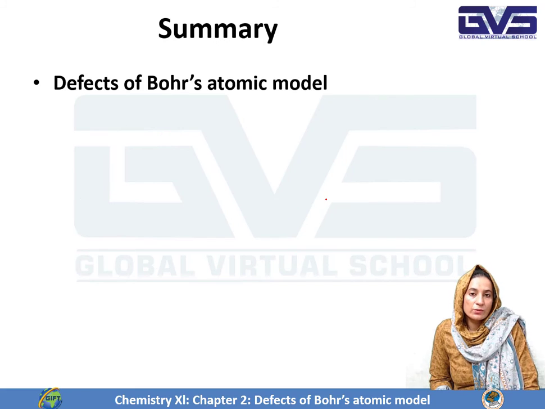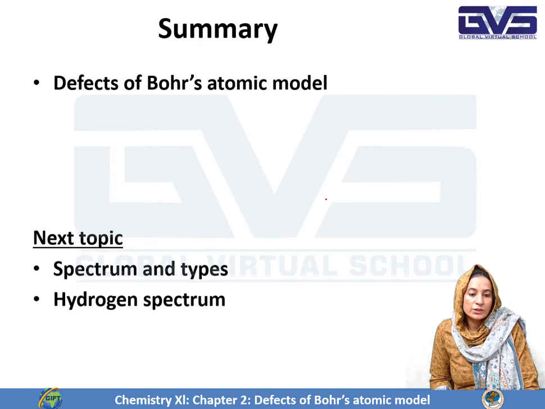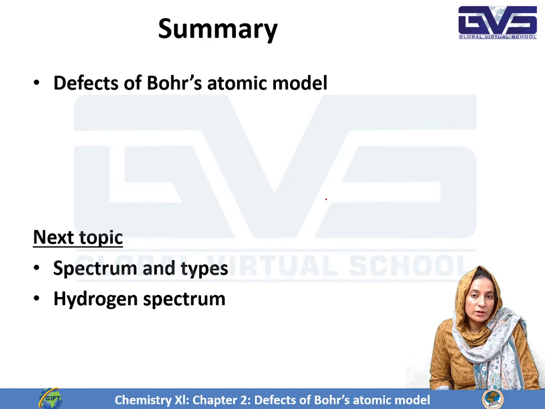So this was all about the limitations or defects of Bohr's atomic model. Our next topic will be spectrum, its types, and the hydrogen spectrum. In this topic we will see how the limitations or defects of Bohr's model can be explained. A few of the defects of Bohr's model will be explained by the hydrogen spectrum.